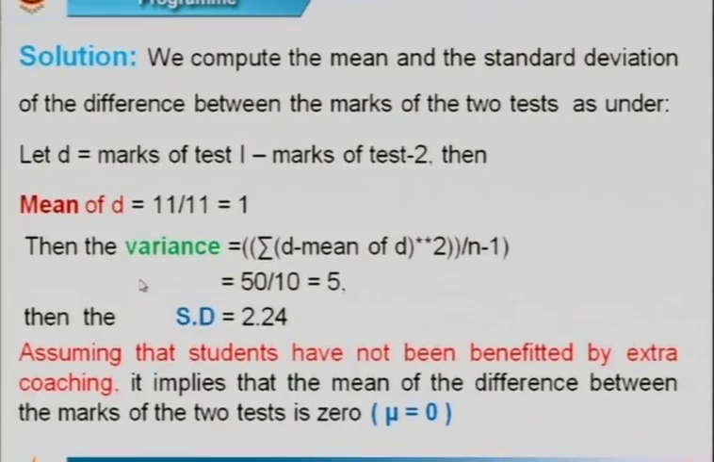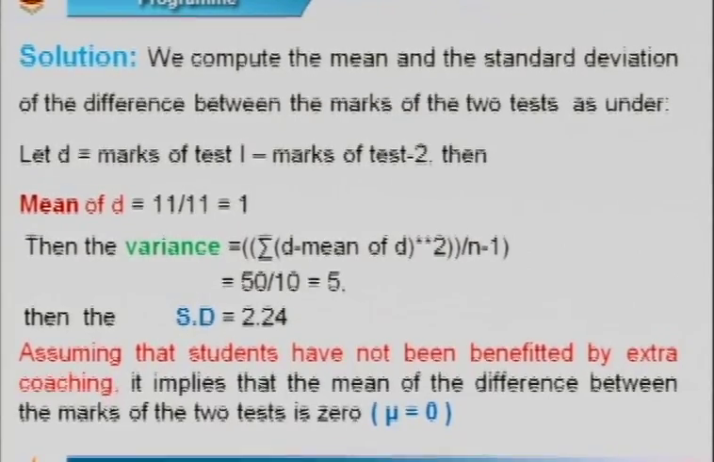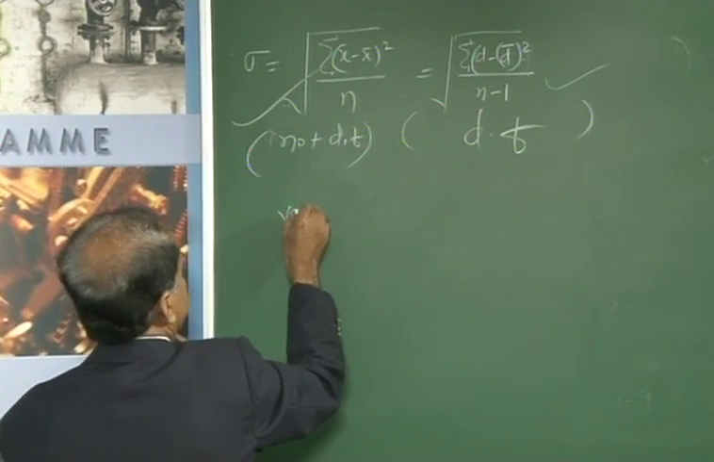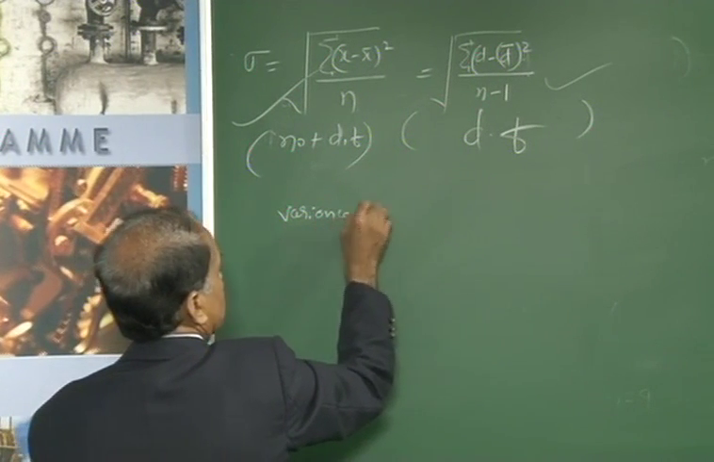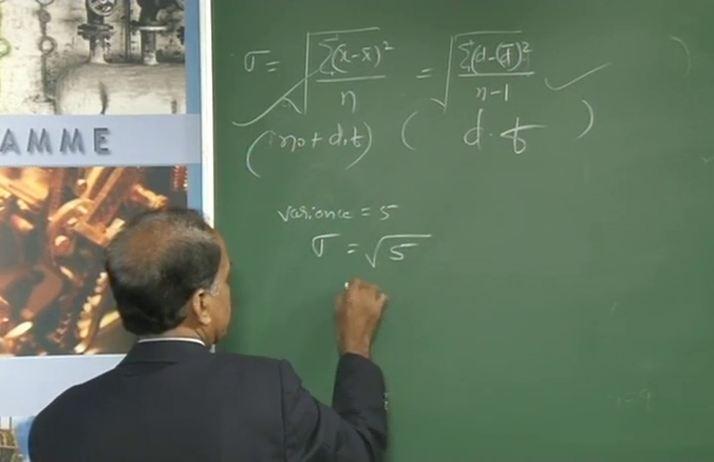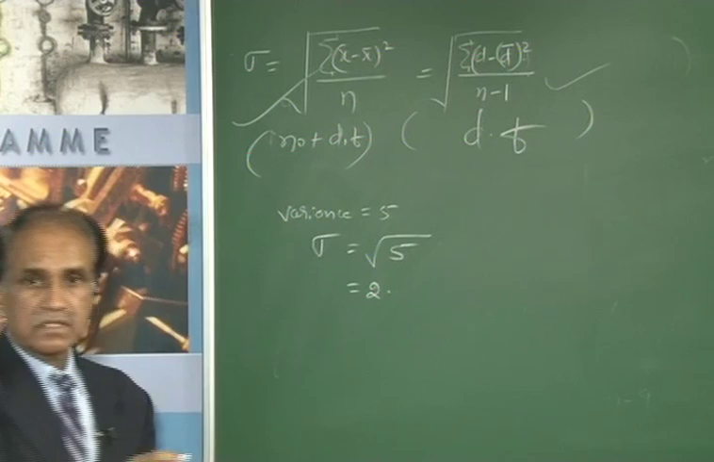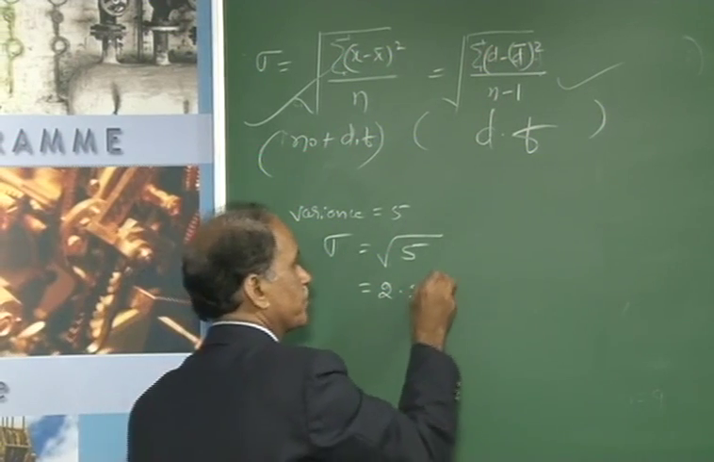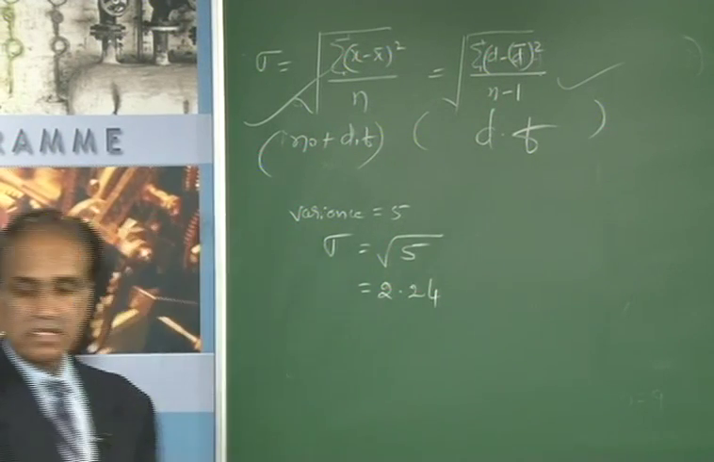What is that? Variance. Now you are applying that variance is equal to 5. Then to get the standard deviation you have to apply the square root to 5, that comes to be 2.24.